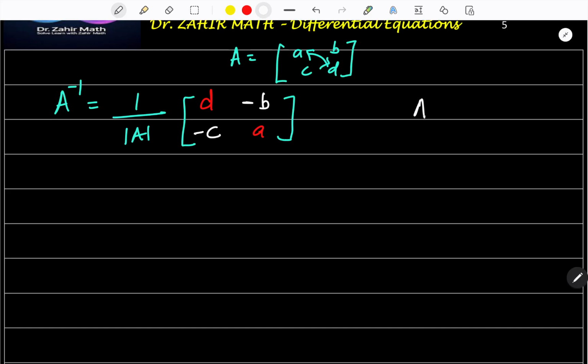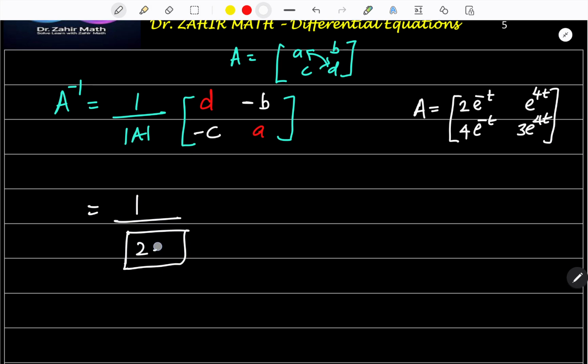Okay, right. So let me write the A matrix here. I don't want to move. Some students don't like it when I move the pages. So this is e power 4t and then 4 e power minus t, 3 e power 4t, right. So this equals 1 by determinant of A, which we just got, 2 e power 3t, then the matrix opens. Yes, these two things will interchange, right? So 2 e power minus t will come down, and 3 e power 4t comes up, right?